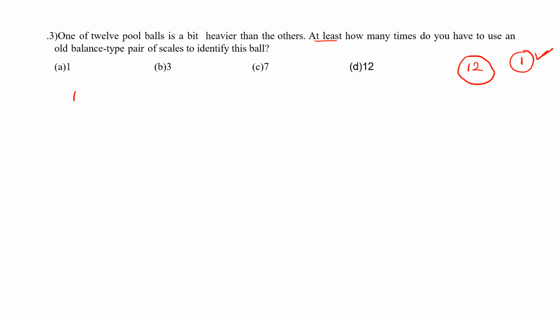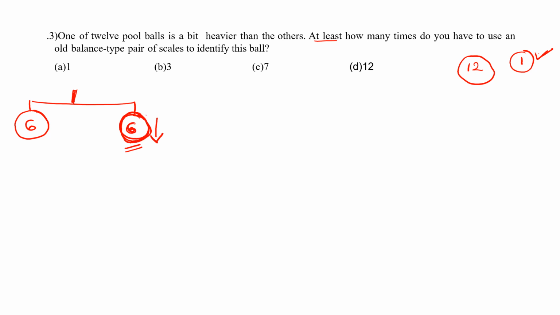So first what we'll do is we'll weigh all the 12 balls. That is, we'll keep 6 balls here and 6 balls on this side of the balance. Okay. Now on whichever side the heavier ball is lying, that side will weigh more. If this side has that heavier ball, that means this side will weigh more. Now we know that these 6 balls contain the heavier ball.